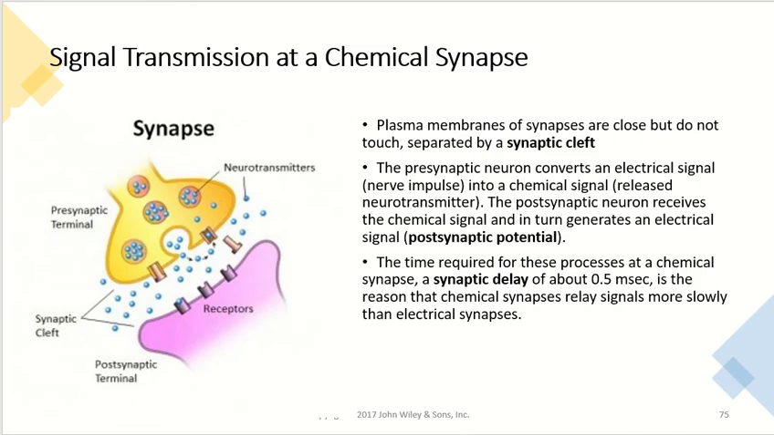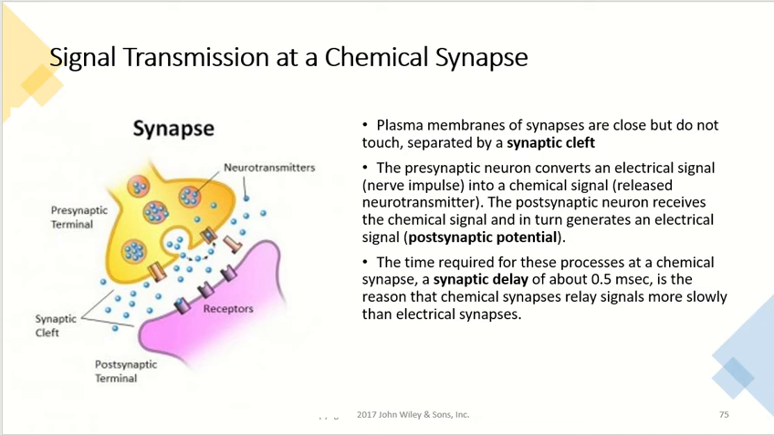The other type of synapse is a chemical synapse. So in general, plasma membranes of synapses are close, but they're not going to touch. They're separated by the synaptic cleft that you can see in the middle here. So in a chemical synapse, the presynaptic neuron is going to convert electrical signals, the nerve impulse, into chemical signals, i.e. releasing neurotransmitters. And the postsynaptic neuron is going to receive the chemical signals, and in turn is then going to generate an electrical signal.